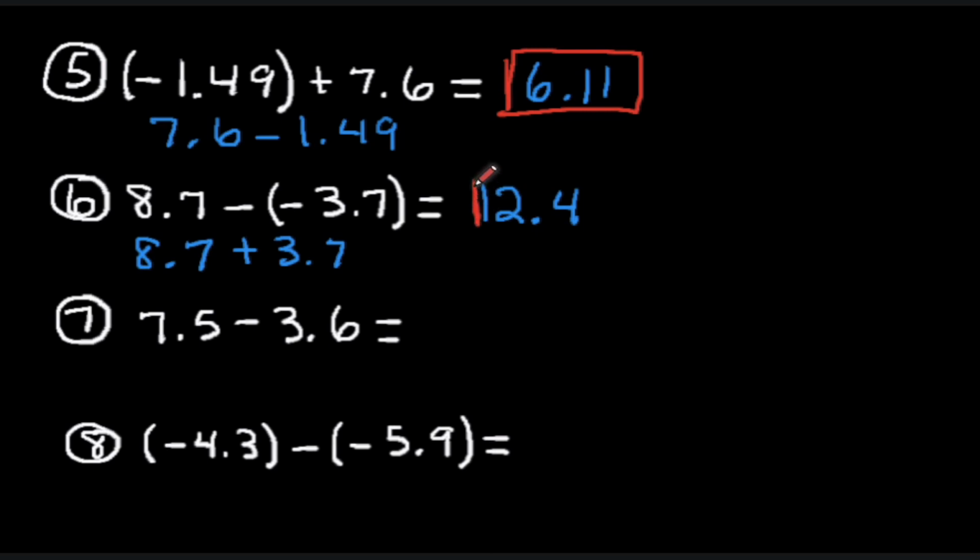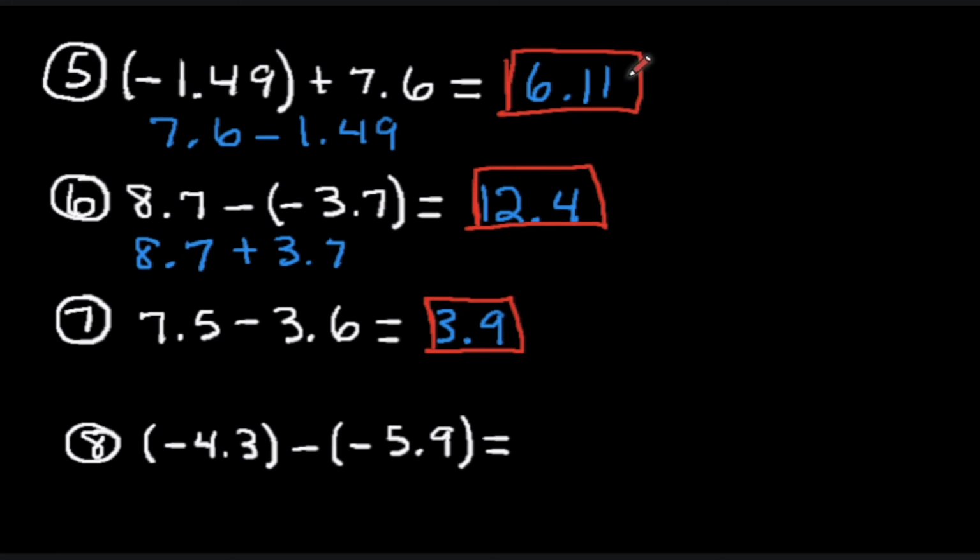Okay, go ahead and pause the video and try the next one. Okay, so it's pretty straightforward, right? All you have to do is plug it in your calculator. 7.5 minus 3.6 is equal to 3.9. And it's already assumed that you already know how to add and subtract these decimals, right, by lining them up. So let's go over the last one.